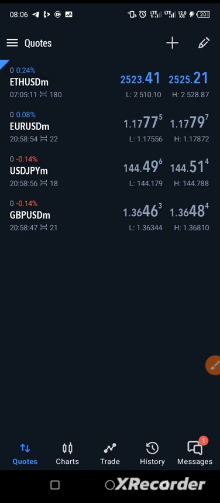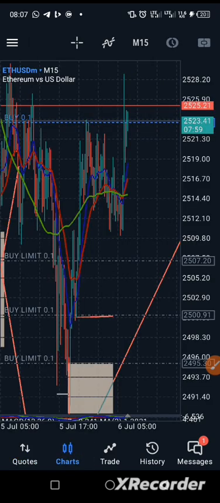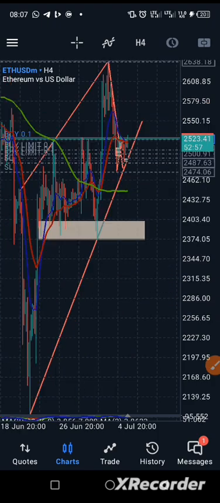This was the Ethereum trade I entered on Saturday. I entered Saturday morning. It's Sunday morning, and the trade is still on. You can see I entered the trade in the 4 hours time frame.